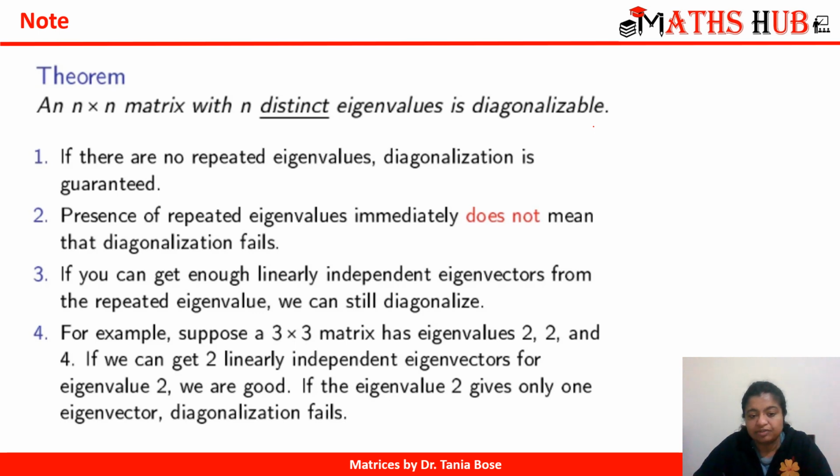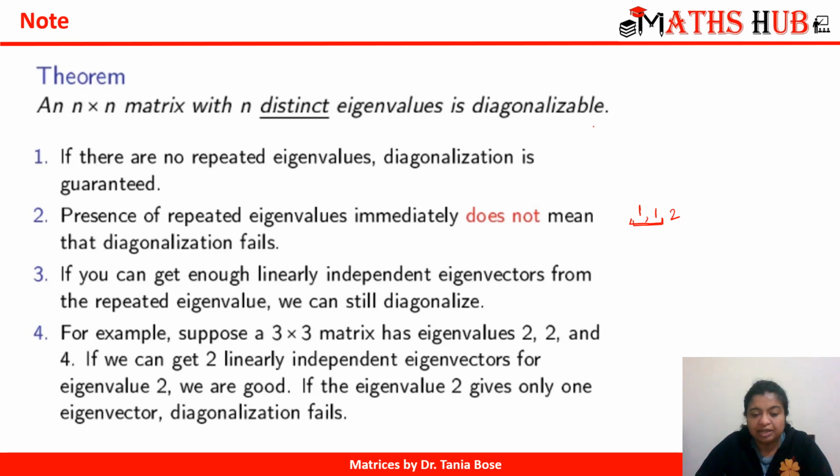Then the presence of repeated eigenvalues does not immediately mean that diagonalization fails. Suppose I get my eigenvalues as 1, 1, 2. Here two eigenvalues are repeating. That doesn't mean that this matrix is not diagonalizable. There may be both cases. It might be diagonalizable, it might not be diagonalizable. So we have to check its eigenvectors.